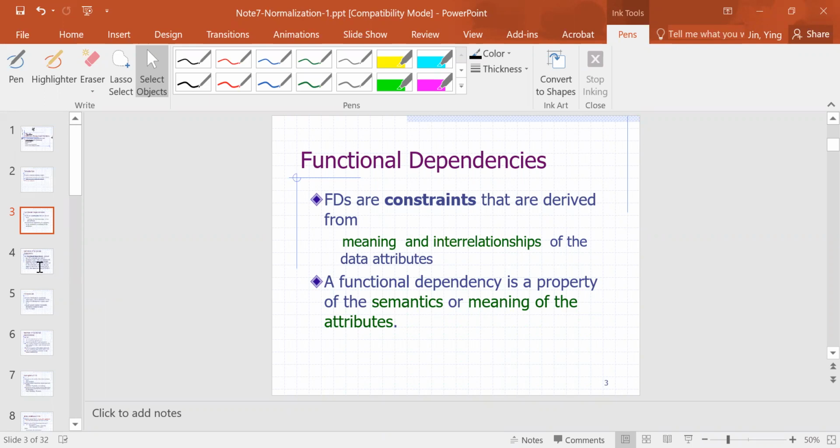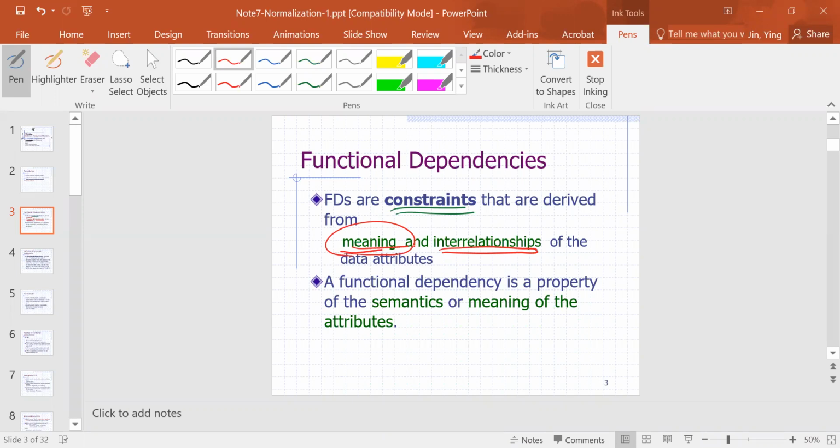So what is a functional dependency? Functional dependencies are constraints. They are derived from the meaning and interrelationship of the data attributes. So this one comes from the meaning. Where can we get the meaning? We get meaning from user requirements, right? So everything is based on user requirements.